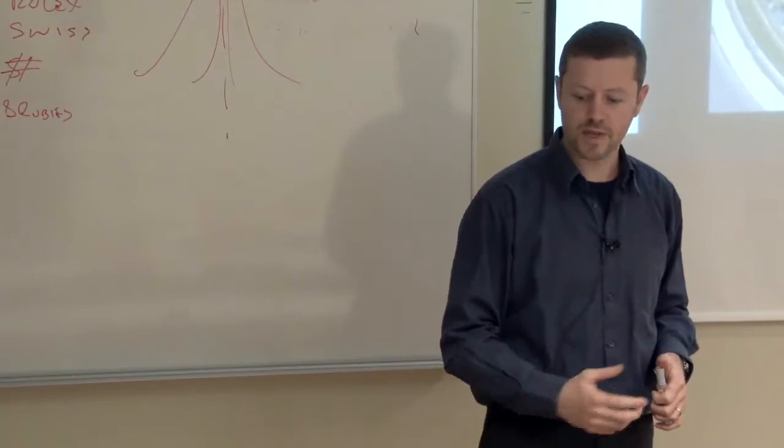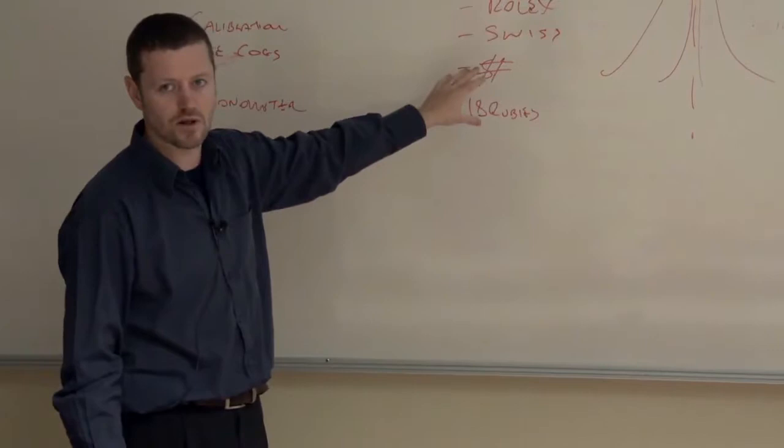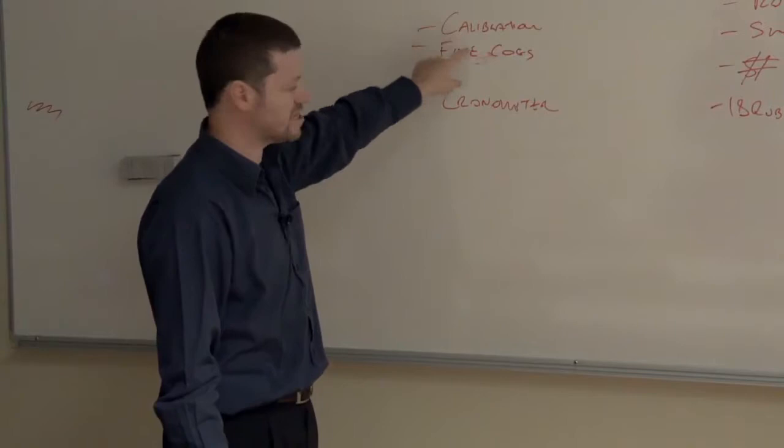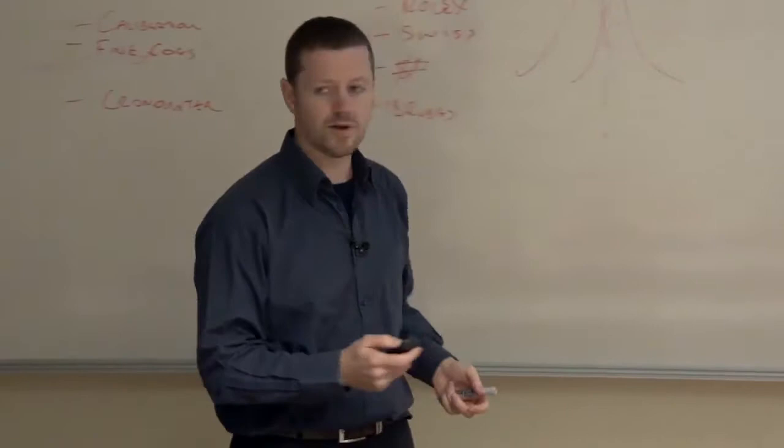Now, there are some things, like its brand name, its Swiss made, its serial number, the number of rubies, that give you a sense that it is good quality. But there are some things related to the quality of its build and its design, like its calibration, that it's chronometrically certified, and that it's timed with six positions, that give you a sense that this watch is extremely well designed and made.